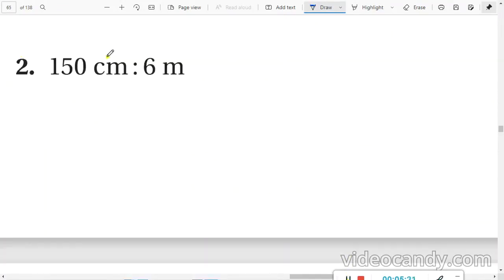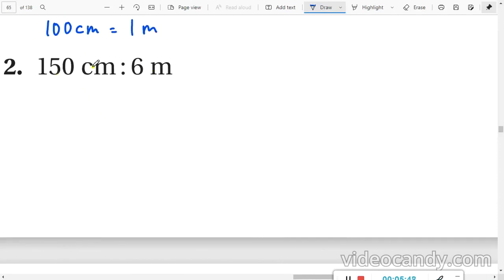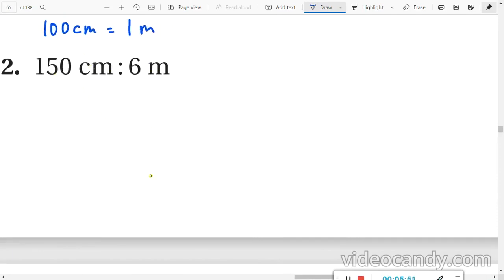Please pause and try guided practice number 2, and I'll give you a hint. 100 centimeters equals 1 meter. So you're going to have to convert the meters. Okay, so we have 150 centimeters over 6 meters. All right, and of course we can just multiply the 6 times 100. All right, but I want to do it properly.